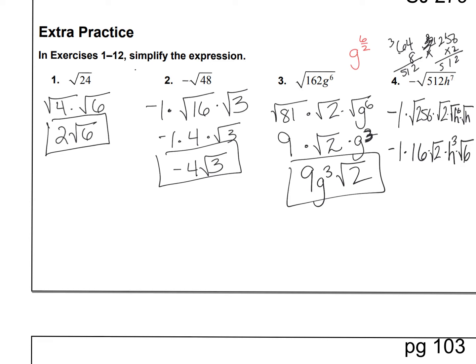And now I am going to multiply everything that's not under a radical, and then I'm going to multiply everything that is under a radical to get my final answer. So my final answer is going to be negative 16h to the 3rd. Oh, I left off my... That's an h, isn't it? See, there's another mistake, but I caught it. Yeah, that's the h. So then negative 16h to the 3rd times the square root of 2h. That's my final answer for number 4.